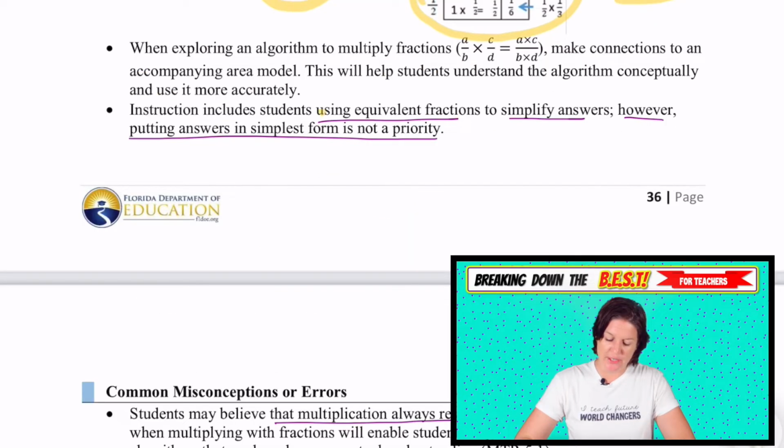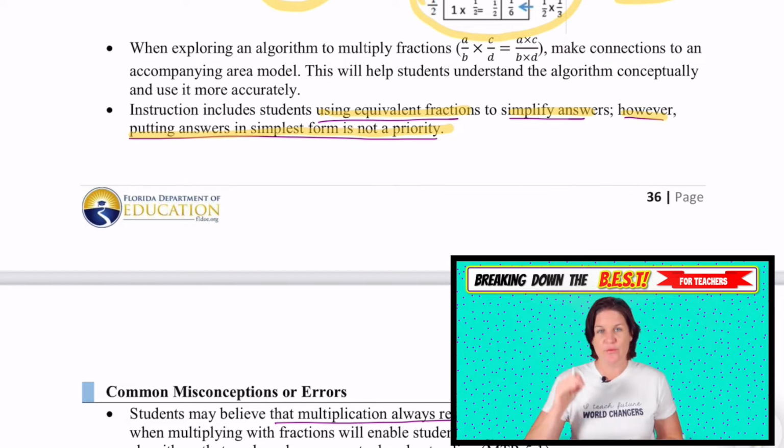It says instruction includes using equivalent fractions to simplify answers. However, putting answers in simplest form is not the priority of this standard. So even though simplifying answers might not be the priority, we should still take the opportunity when we can.